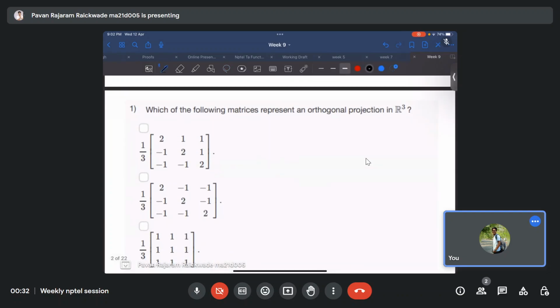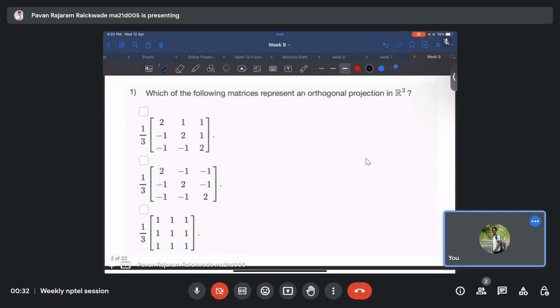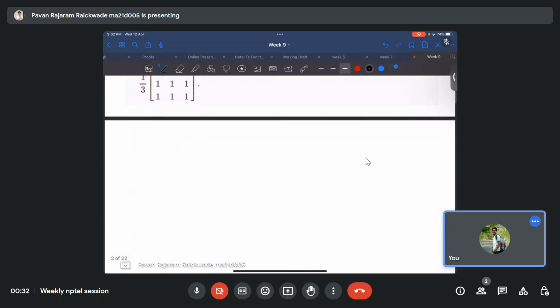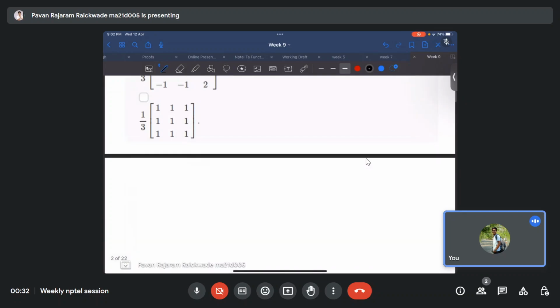Question number one: which of the following matrices represents an orthogonal projection in R3? We are given three matrices and we have to check which of these represents an orthogonal projection. First of all, an orthogonal projection in R3 is a matrix A, because it's a map from R3 to R3.